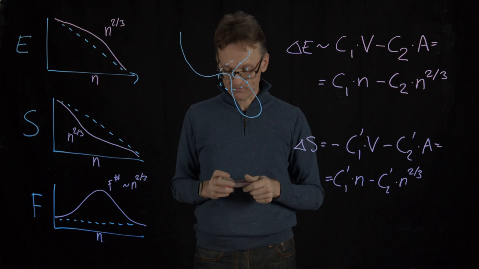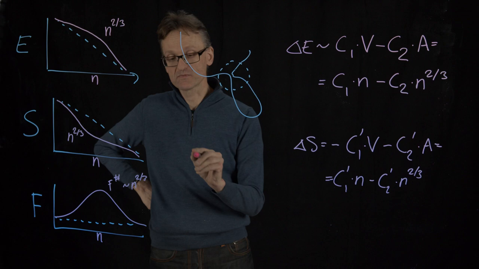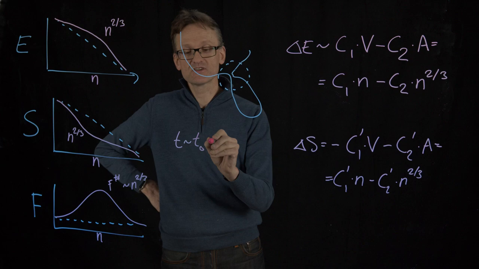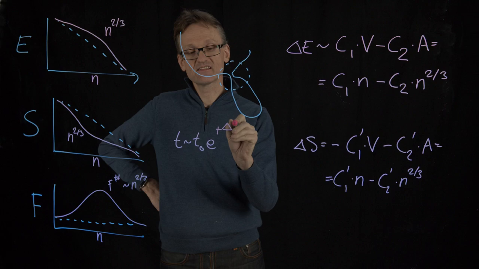Remember when we talked about kinetics before, but now I want to say that the time it takes to get across this barrier. Do you remember that that was roughly time 0 multiplied by the exponent raised to plus delta F, divided by, let's say, RT?